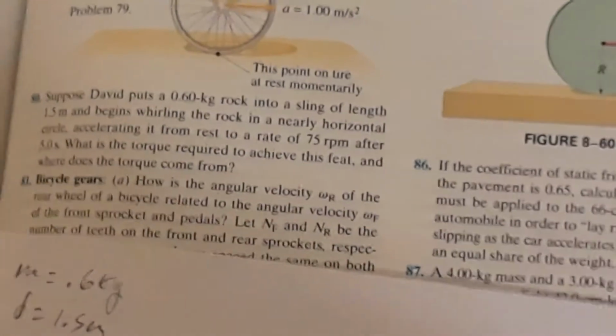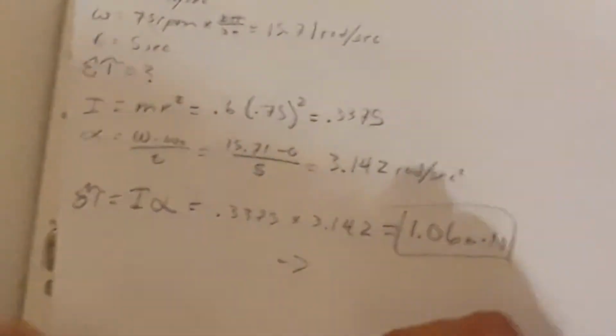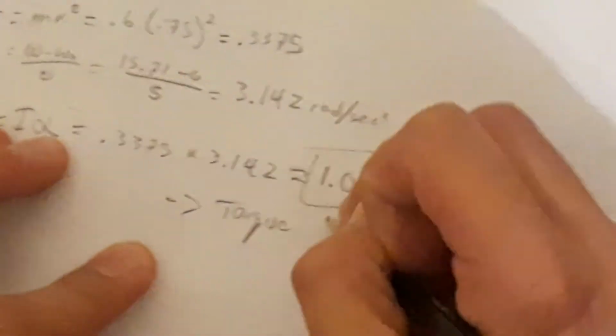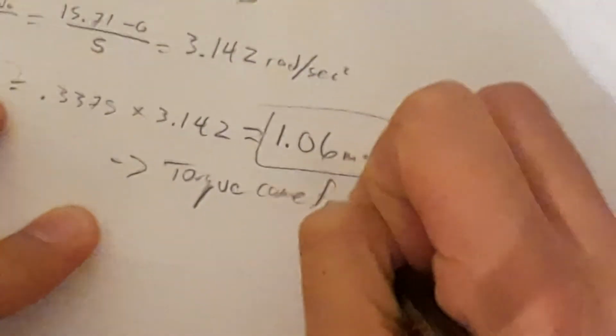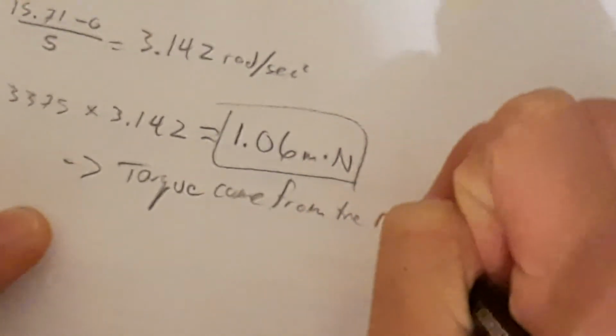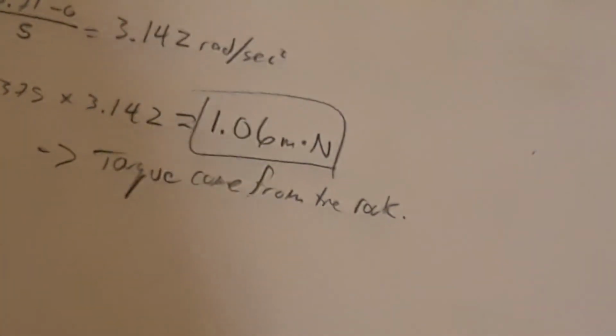Now I finished reading the answer. The question: where does the torque come from? Alright, so the torque always comes from an external force. The external force in this case is going to be the rock, because it's the only thing that's actually affecting the system. So the rock right here is the external force and it's exerting a force of gravity. So torque comes from the rock. Nice. Thank you.